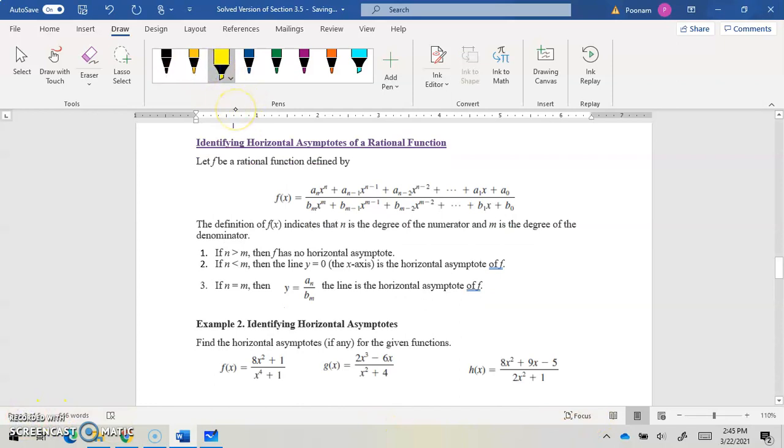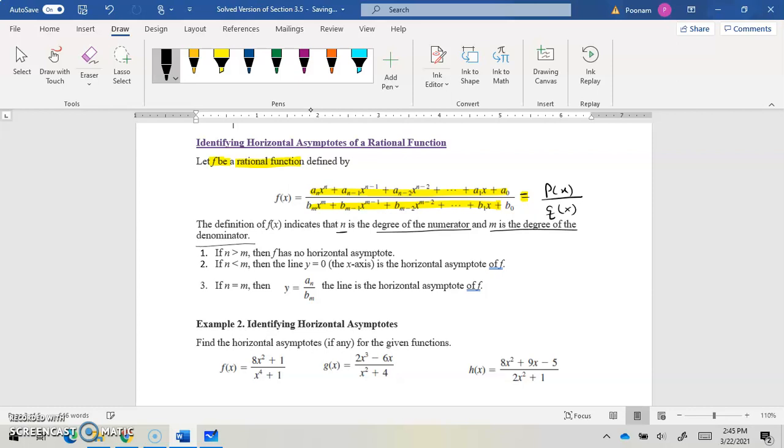Let's learn the method first. If f is any rational function, what does that mean? There is a numerator and there is a denominator, right? Defined by a polynomial, f of x is equal to, let's say, p of x divided by q of x. p of x is the numerator and q of x is the denominator. Both of them are polynomial functions. The definition of f of x indicates that n is the degree of the numerator, and m is the degree of the denominator.